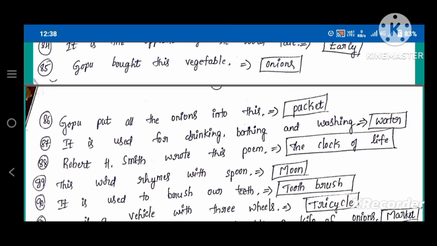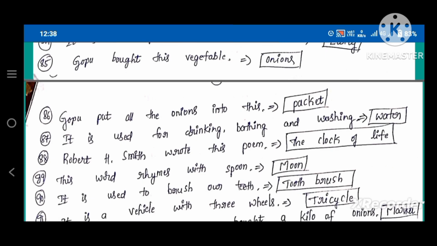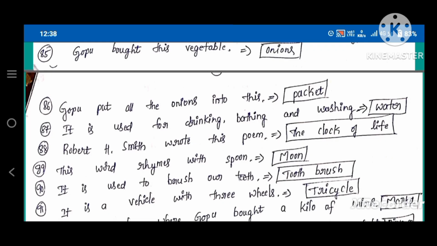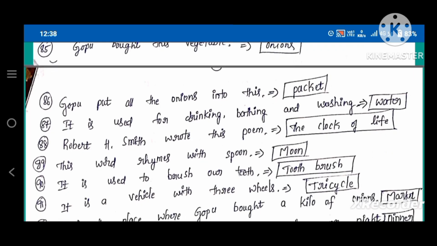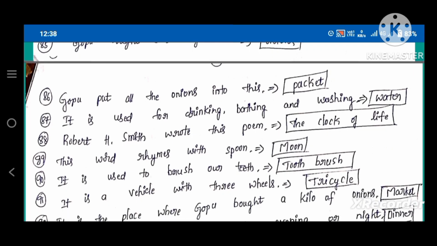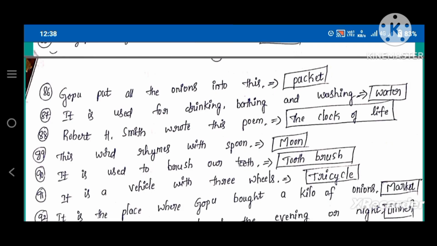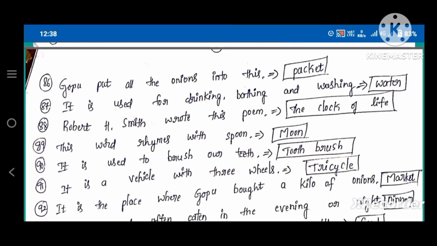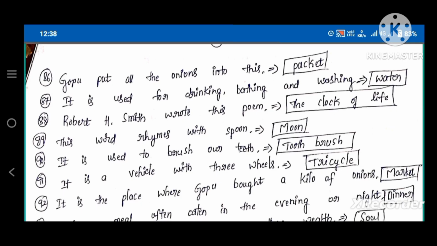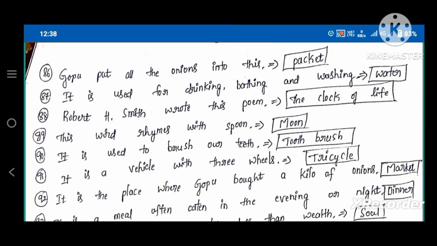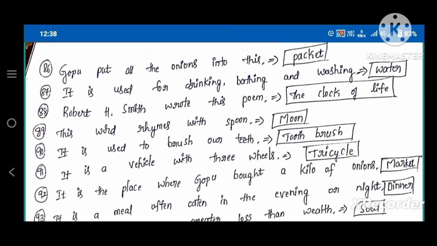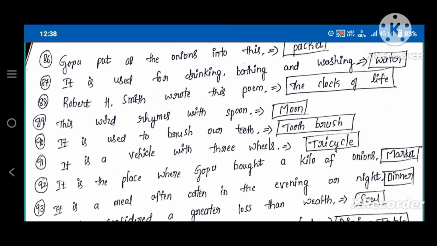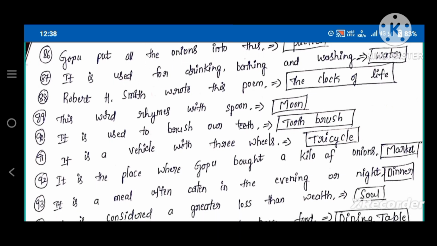Robert H. Smith wrote this poem: The Clock of Life. This word rhymes with spoon: moon. It is used to brush our teeth: toothbrush. It is a vehicle with three wheels: tricycle. It is the place where Gopu bought a kilo of onions: market. It is a meal often eaten in the evening or night: dinner.